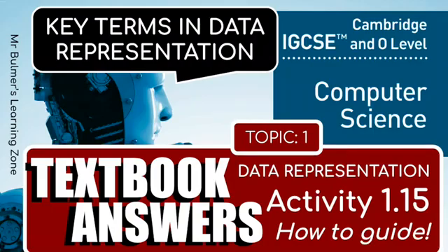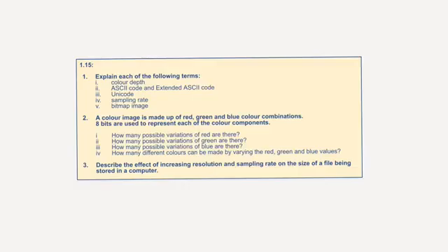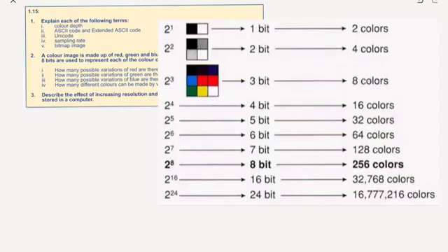Okay, for this next question, we're going to be looking at some key terms. We're going to start with these first five, and we're going to start with colour depth. We have a representation of colour depth, and as you can see, we have 2 to the 1, which would give us 2 colours, 2 to the 2, which would give us 4 colours, 2 to the 3 would give us 8 colours, 2 to the 4, 16, so as you can see, it's doubling every time.